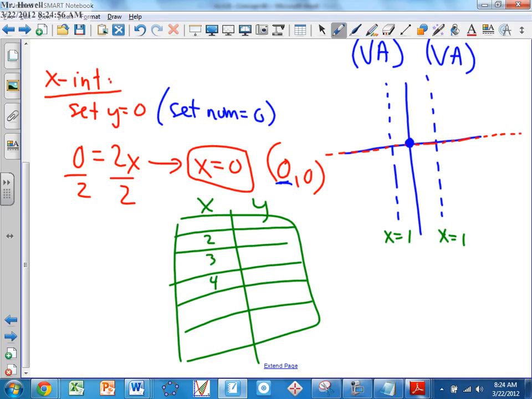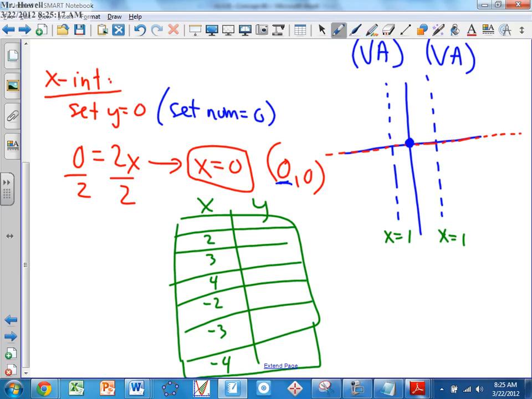Because those are all points to the right of here. I'm going to choose -2, -3, -4 as my first, let's say, 6 points. Then I need to choose some points in here. Well, this goes from -1 to 1, so you might want to choose like a half or a quarter or 3/4, stuff like that.